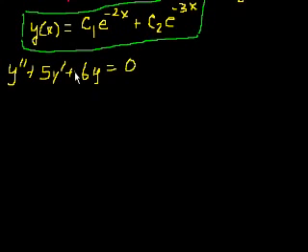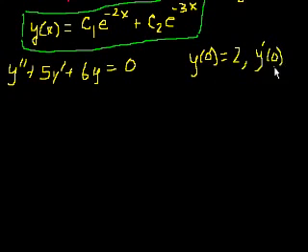And the initial conditions we're given is that y of 0 is equal to 2, and the first derivative at 0, or y prime at 0, is equal to 3. So they're giving us what y equals at the point 0, and the slope at x is equal to 0, and the slope is 3. So how do we use these to solve for C1 and C2?